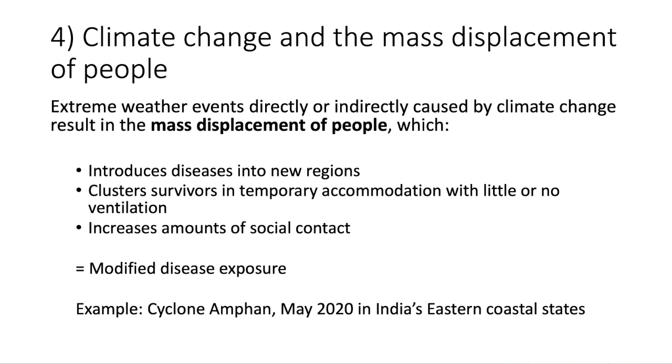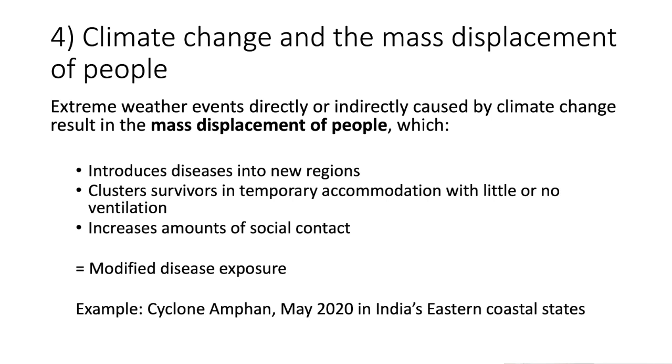And this mass displacement not only increased their health risk, but also had financial implications. Because people were moved, they couldn't continue their livelihood activities. And the cyclone destroyed some of the forests, which were part of how they made their livelihood. So we're seeing all kinds of compounding vulnerability here.